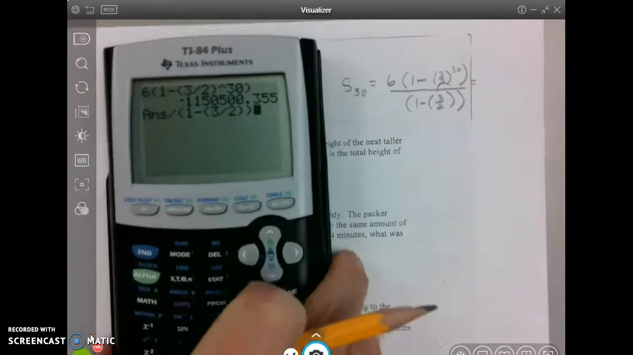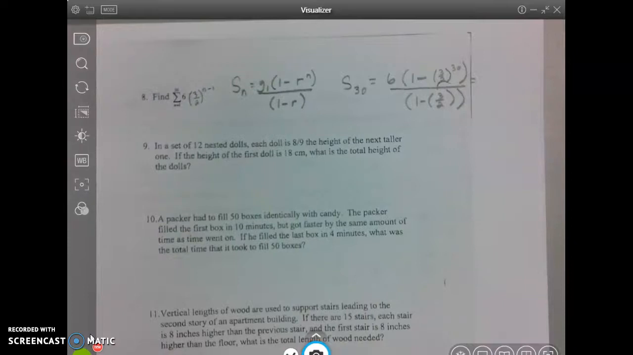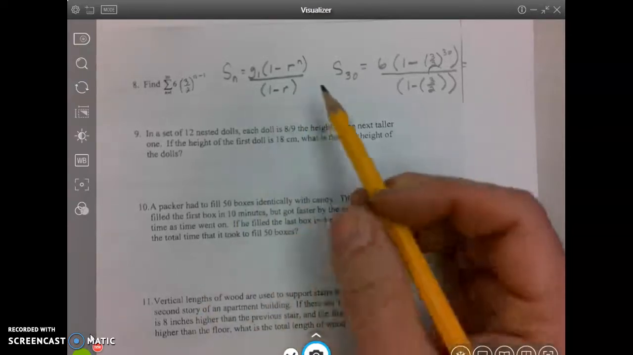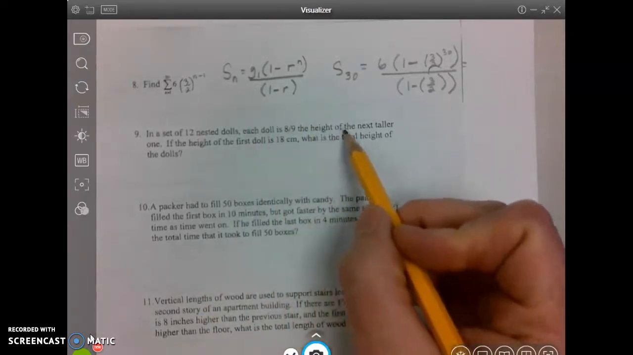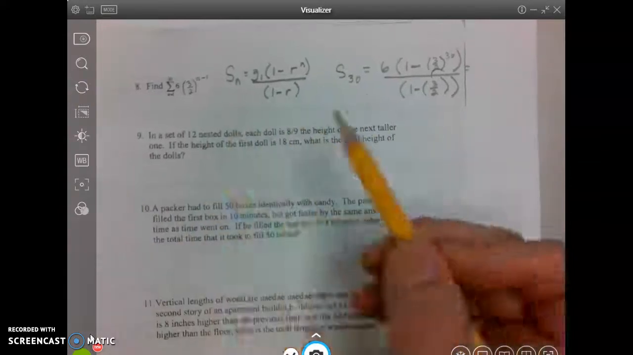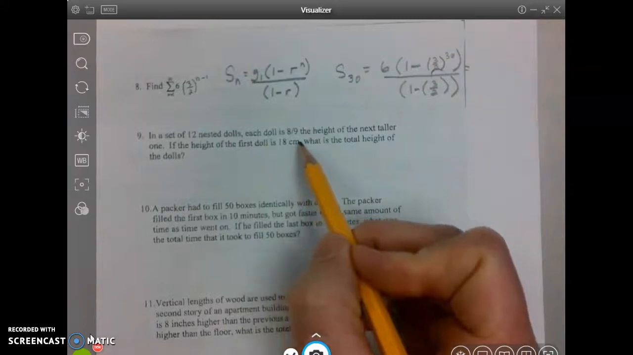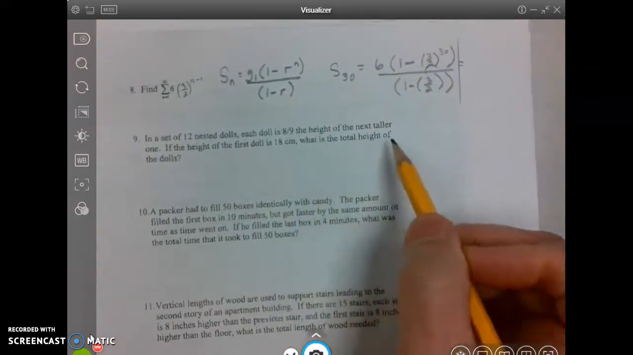Okay? All right, let's go to our next problem. Number 9. In a set of 12 nested dolls, that's where you have something sitting inside of another one. It says each doll is 8/9 the height of the next taller doll. If the height of the first doll is 18 centimeters, what is the total height of the dolls?